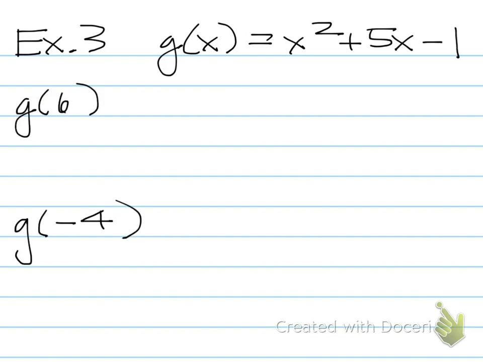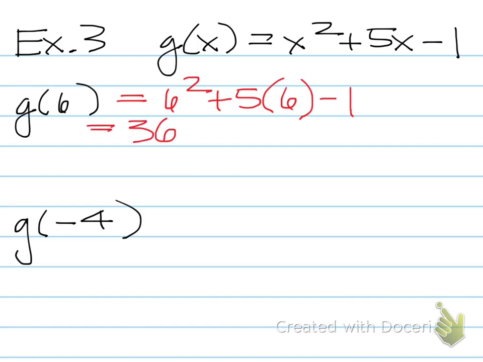Next, we're given the function g of x is equal to x squared plus 5x minus 1. We want to find out what g of 6 is, so we're going to replace the x's in that function with 6's. So first we want to evaluate the 6 squared, which is 36, and then 5 times 6 is 30, minus 1. 36 plus 30 is 66, and then 66 minus 1 is 65.